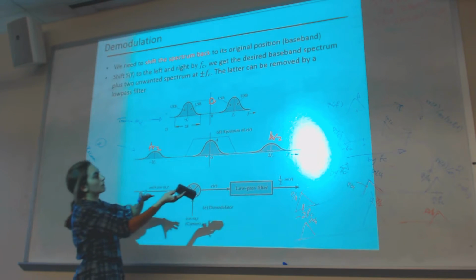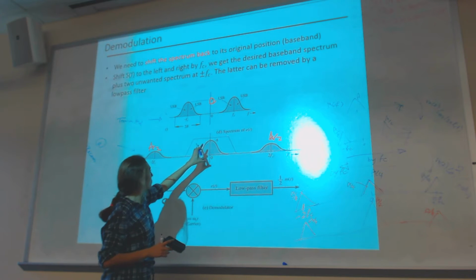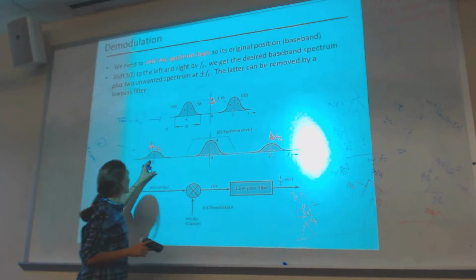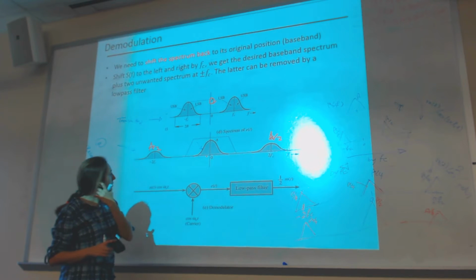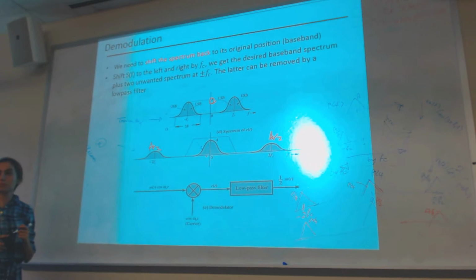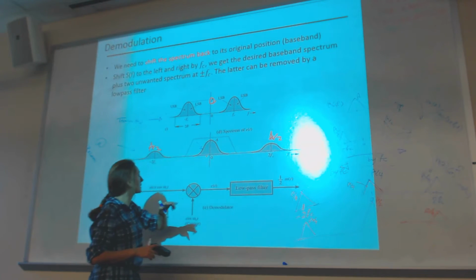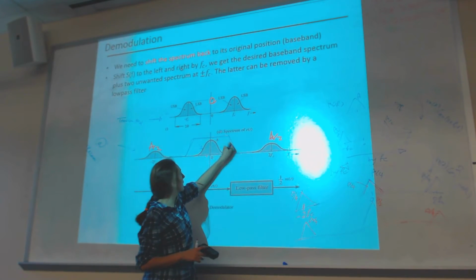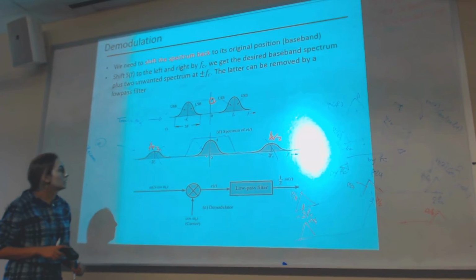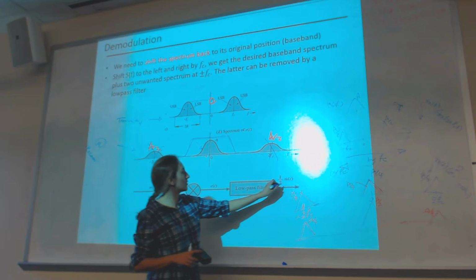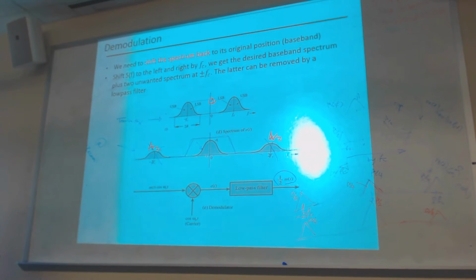You multiply by cosine, so you get a component at twice the frequency, and your original signal is here. What should you do? You have to get rid of the high frequency. So just put a low pass filter here to get rid of these high frequencies, and you get therefore your original signal back at the receiver.